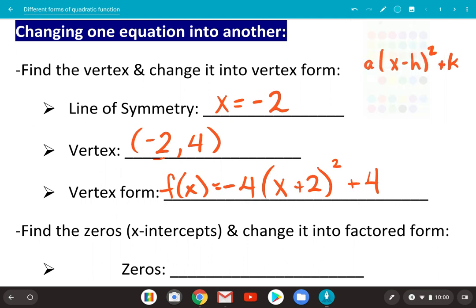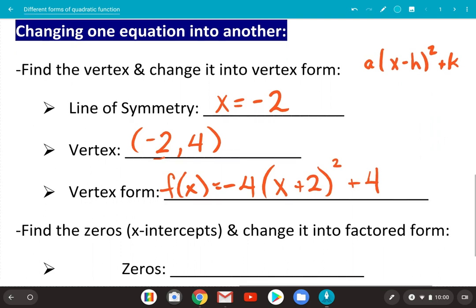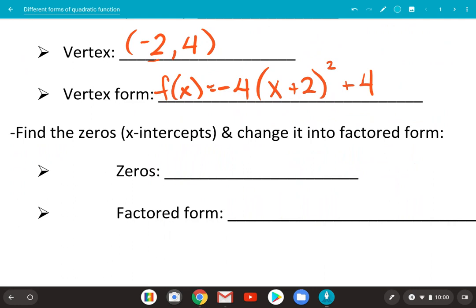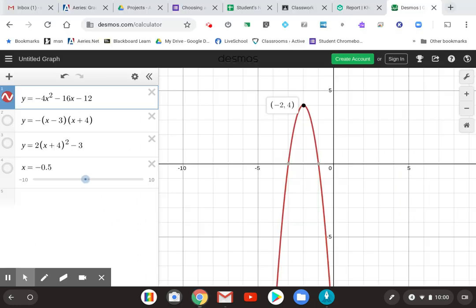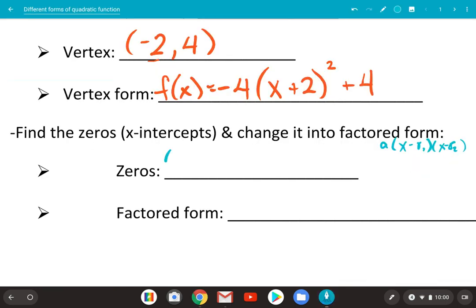Now, if we want to go ahead and do zeros, remember, it's going to be a times x minus r1, x minus r2. But we need to find our roots. This one worked out perfectly, I told you. So it crosses at negative 3 and negative 1. So our zeros are negative 3, 0, and negative 1, 0. Doesn't really matter which one goes first or second, because if you multiplied those numbers together, you'd still get the same thing. Okay, doesn't matter the order.